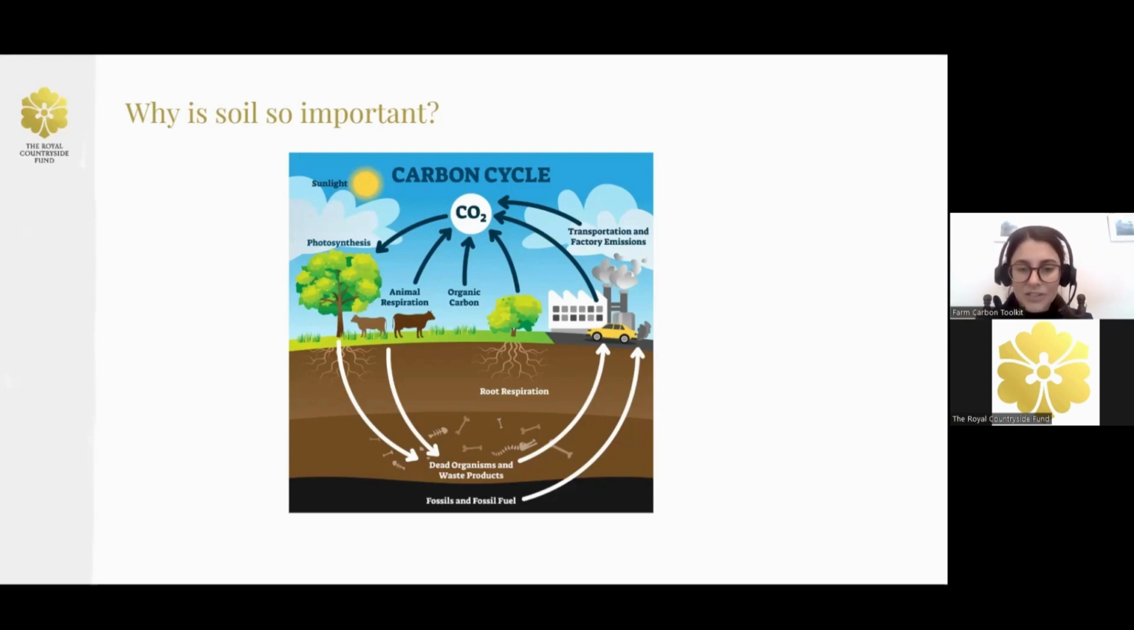So agriculture is in a hugely unique position, and that's why it's so important that we are measuring what's going on on farm, and understanding how our soils are behaving, to understand how we can best look after them for the future.